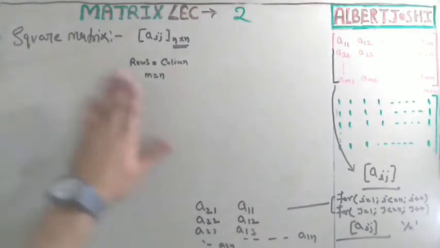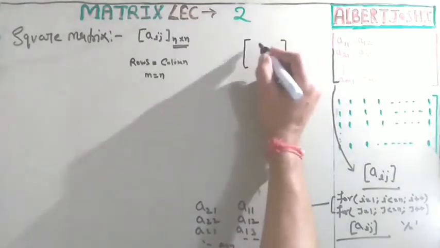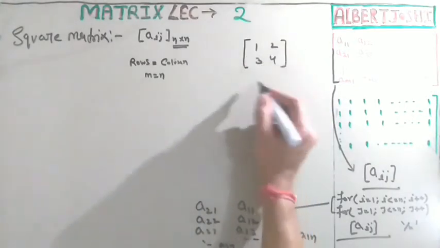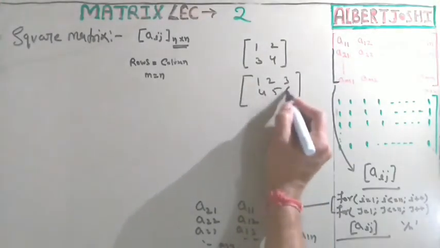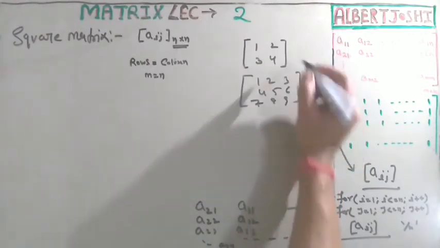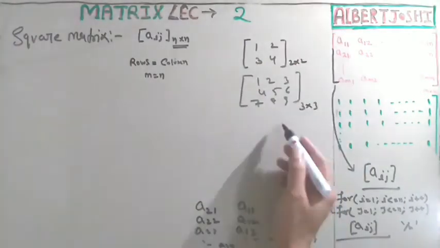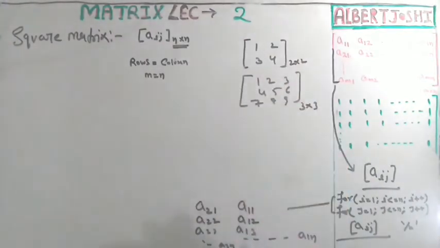What is a square matrix? A square matrix means if the number of rows and columns are both the same, then you will say this is the square matrix. This is a square matrix: 1, 2, 3, 4. This is a square matrix: 1, 2, 3, 4, 5, 6, 7, 8, 9. You can put any value. This is a 3 into 3 matrix, this is a 2 into 2 matrix, and both are square matrices. If rows and columns are both the same, then you will say that this is the square matrix.